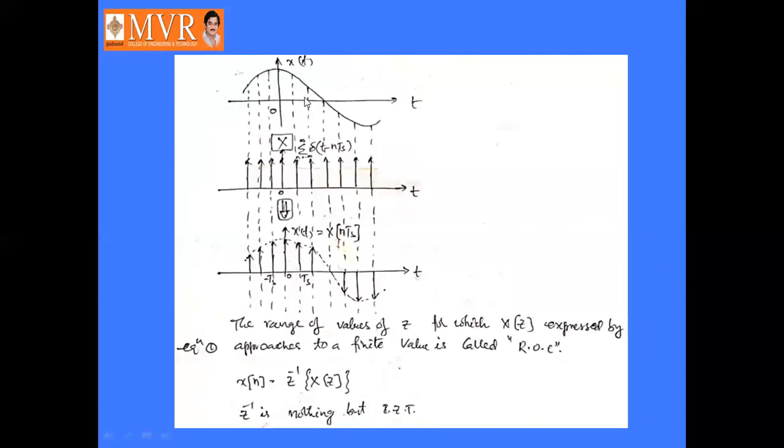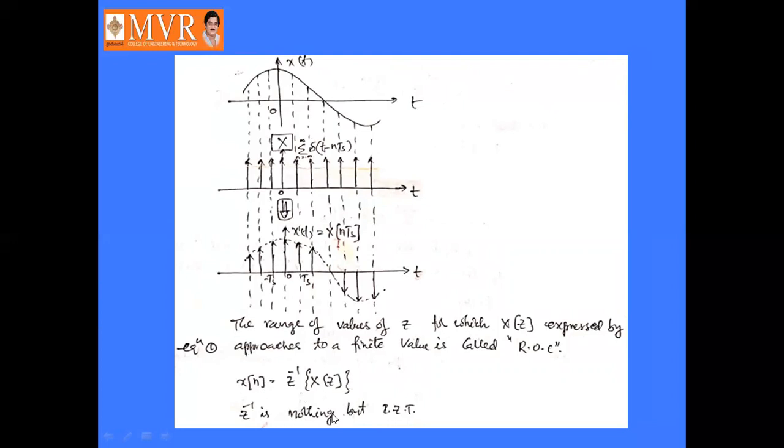Next, we'll take the individual diagram. This is x of t. It will be multiplied by the train of impulses, sigma n equal minus infinity to infinity delta of t minus nTs. Okay, so by multiplying these two, we will get x of nTs like this. The range of values of z for which x of z expressed by equation 1, that is sigma n equal minus infinity to infinity x of n z power minus n, approaches a finite value is called the region of convergence. Okay.